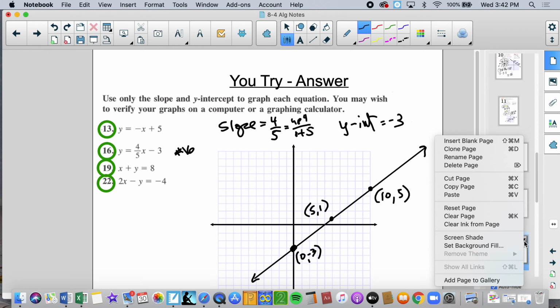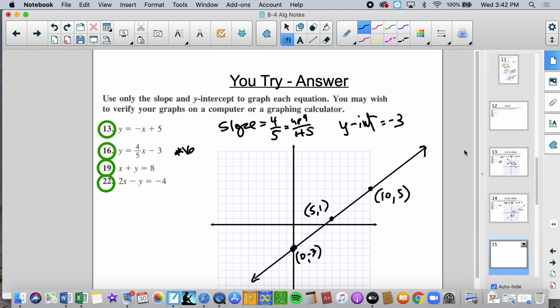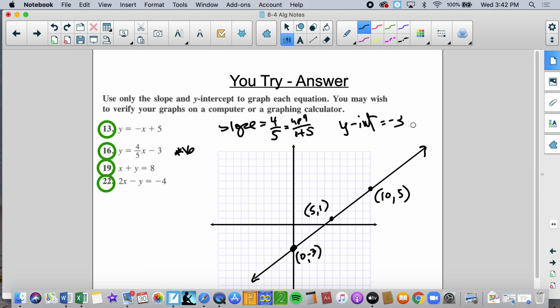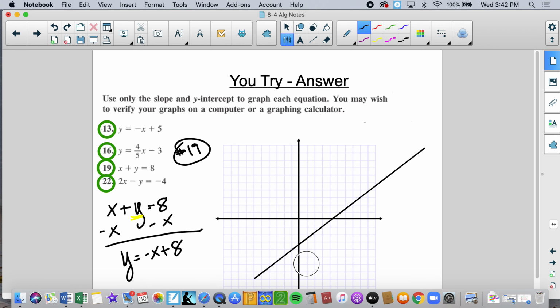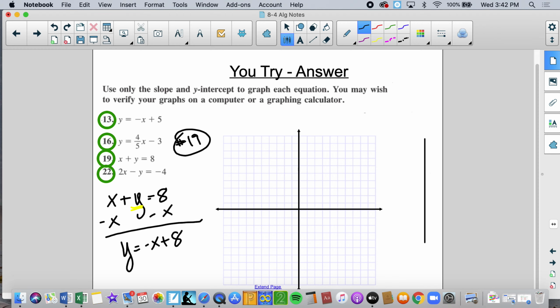Let's clone this. Good. Let's do number 19. Number 19, we have to notice that that is not in slope-intercept form. So we have to isolate for y. I'm going to get y by itself. I'm going to subtract x. That gives me y equals negative x plus 8. Let's erase this. Sorry. We'll save you because we're going to need you in a second.